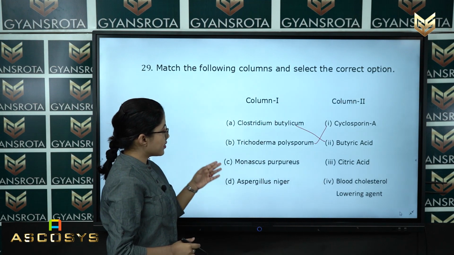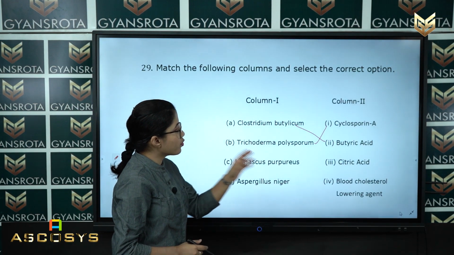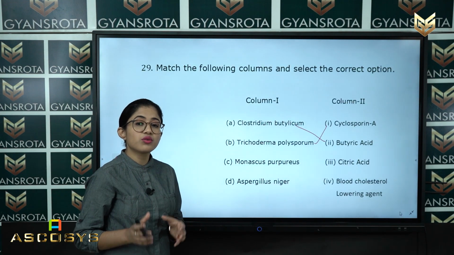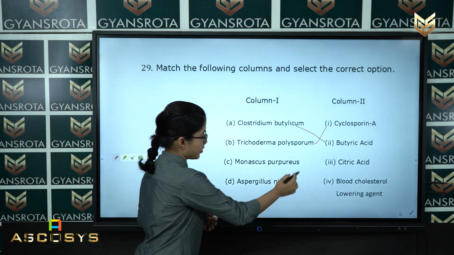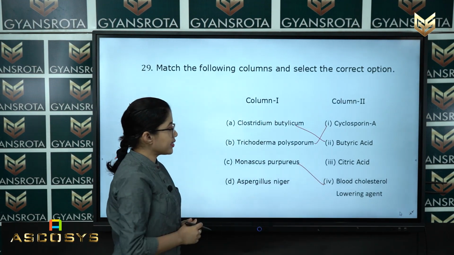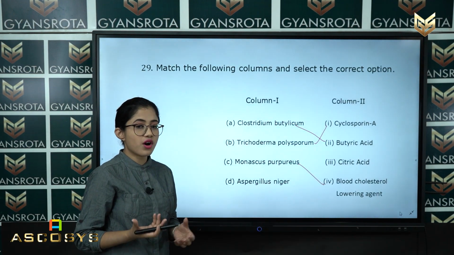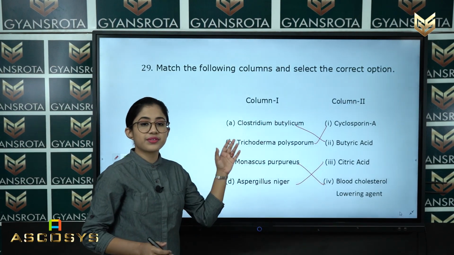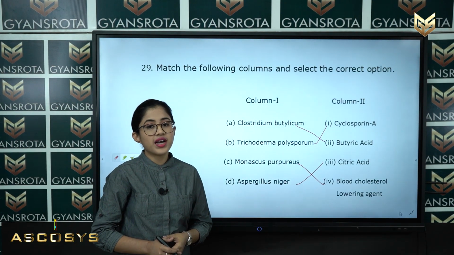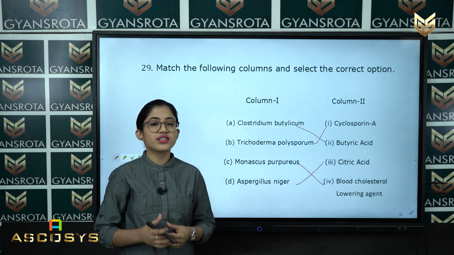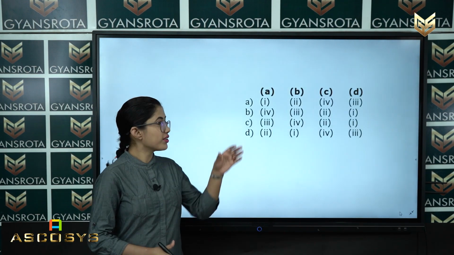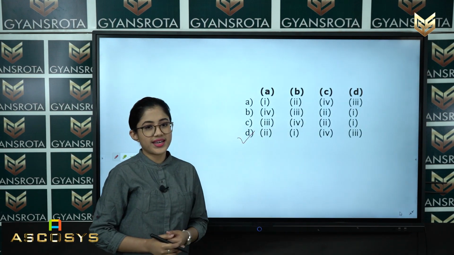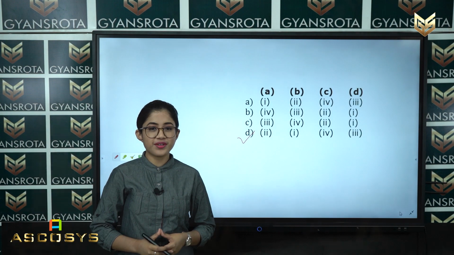And the next is number C, Monascus purpureus. It helps in the release of a blood cholesterol lowering agent. And the last one is Aspergillus niger. What does it form? It forms citric acid. So this is the correct match of this column. Now let's see what options are given for this question. Student, among these four options, option D is the correct one. Now let's see the next question, question number 30.